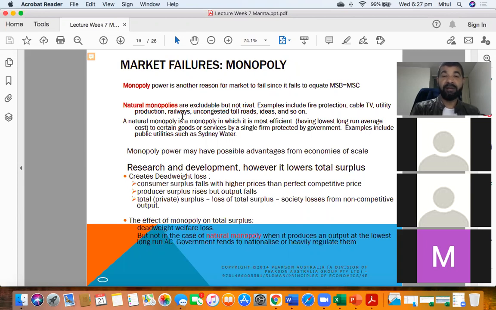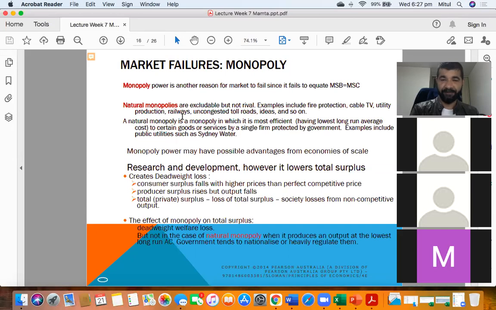Monopoly power may have possible advantages from economies of scale as well. Sometimes the monopoly is good, like when the government is producing things such as purifying water. When the government is dealing with these things, the per unit cost is very low.